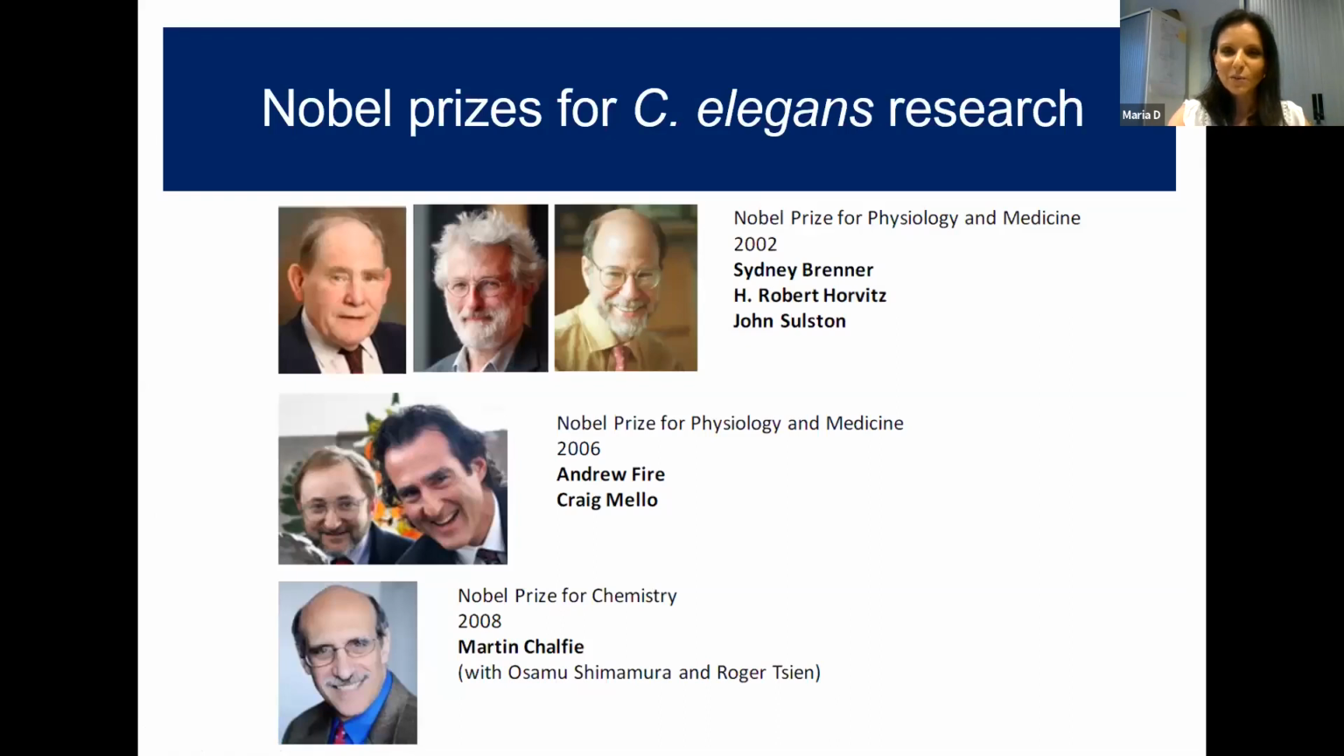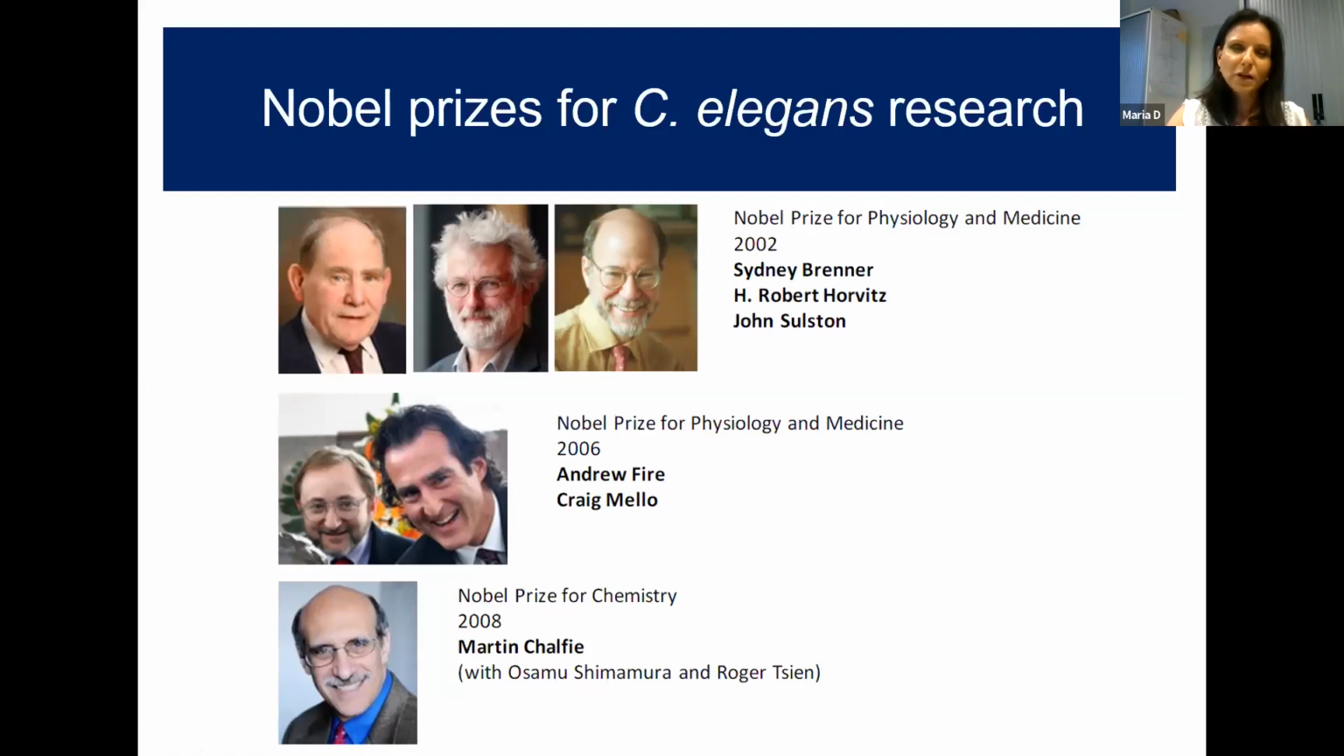One of the things I always say to my students here at the university is that C. elegans research has contributed not 1, not 2, but actually 3 Nobel Prizes to the way we understand science today. And these were given back in 2002, 6, and 8.